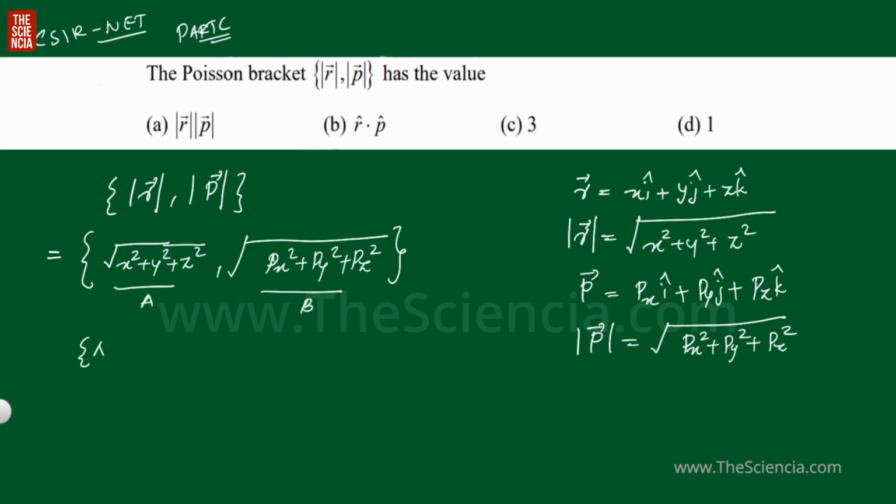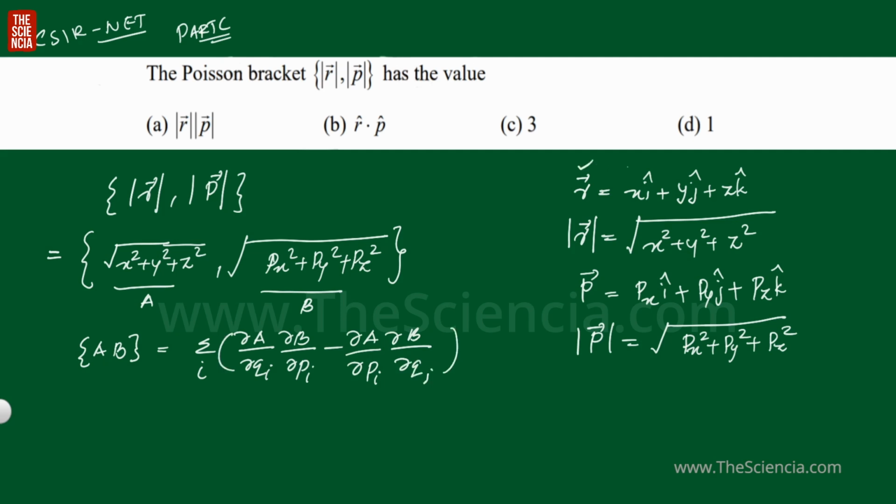Then what is the Poisson bracket of A, B? The general definition is equal to the summation over i of ∂A/∂q_i ∂B/∂p_i minus ∂A/∂p_i ∂B/∂q_i. And for this problem, you know, r has three components, x, y, z, and p also has three components. So this is from i equal to 1 to 3. So we get three equations. That is for i equal to 1, that is for the x coordinate, and i equal to 2, that is for the y coordinate, and i equal to 3, that is for the z coordinate, and the corresponding p_x, p_y, p_z. So we get three terms for this.